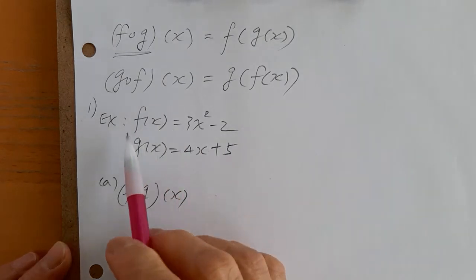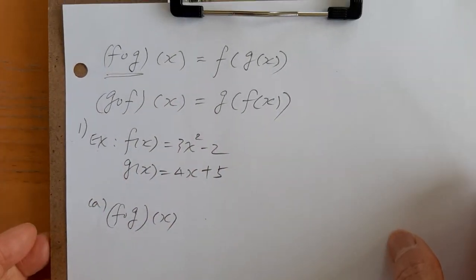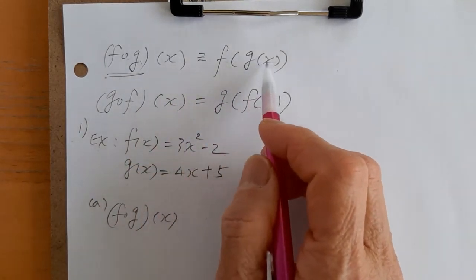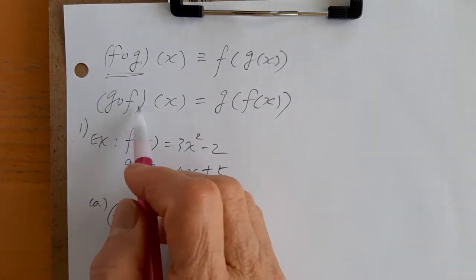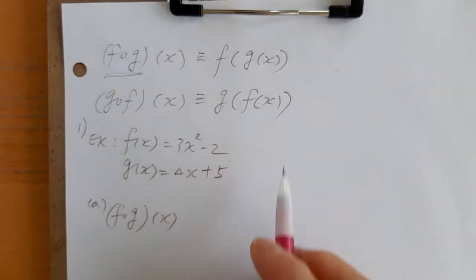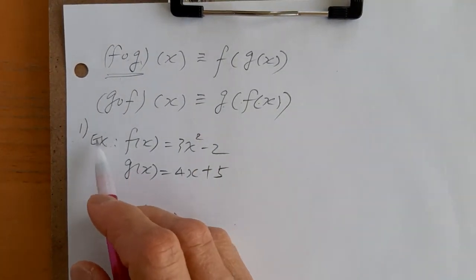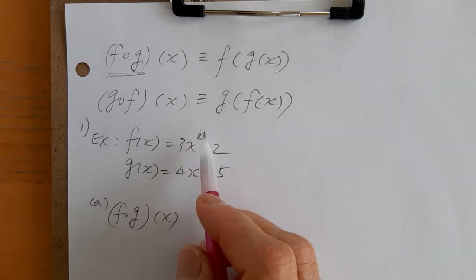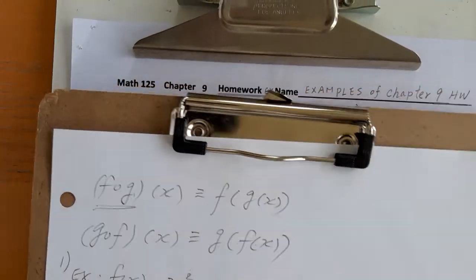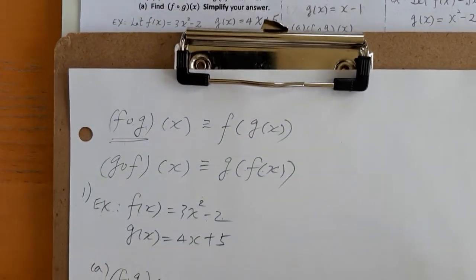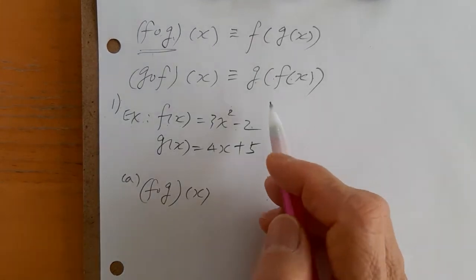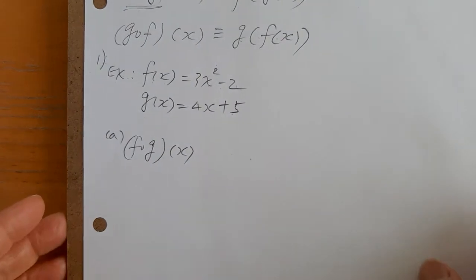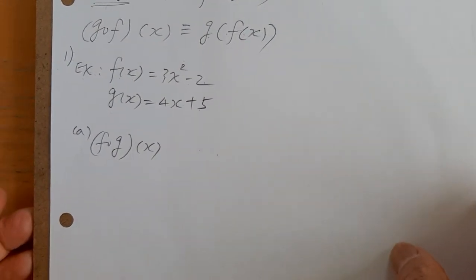First question. Now f circle g of x is defined as equal to f of g of x. G circle f of x is defined as equal to g of f of x. So for example, similar to your first homework question, f of x equals 3x squared minus 2, g of x equals 4x plus 5, and find the composite f circle g of x.